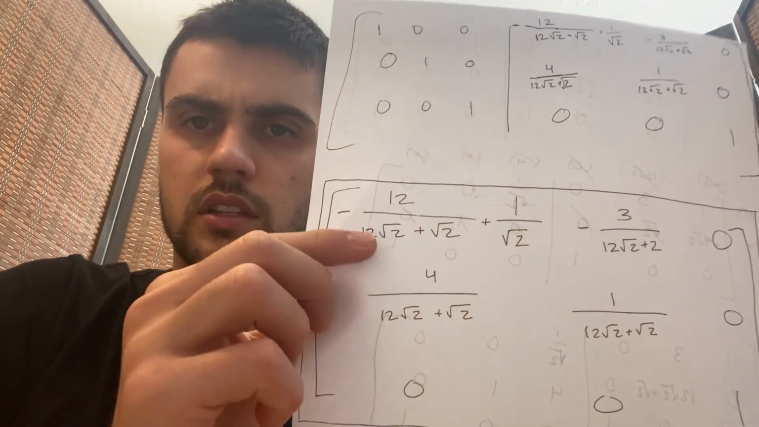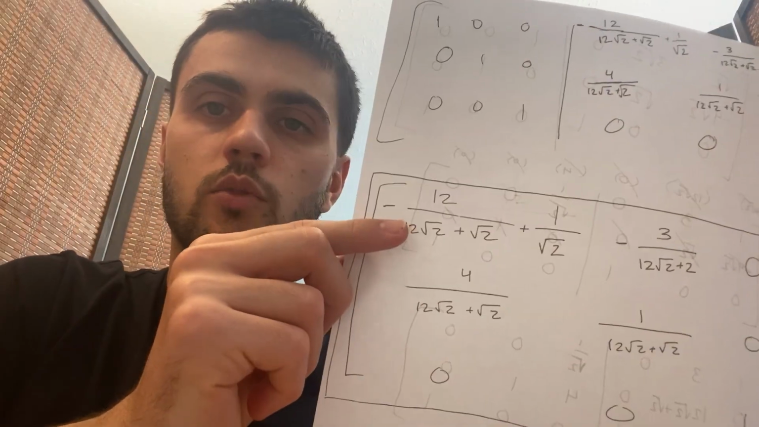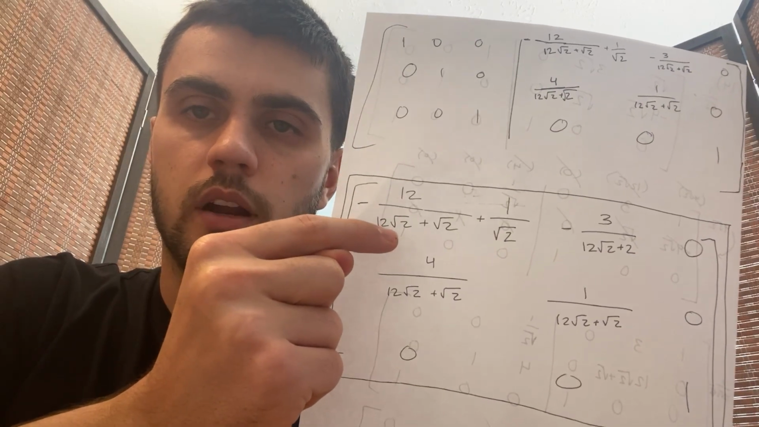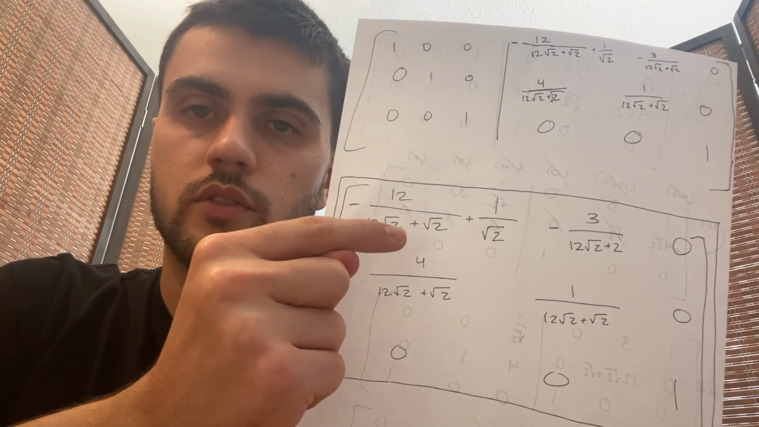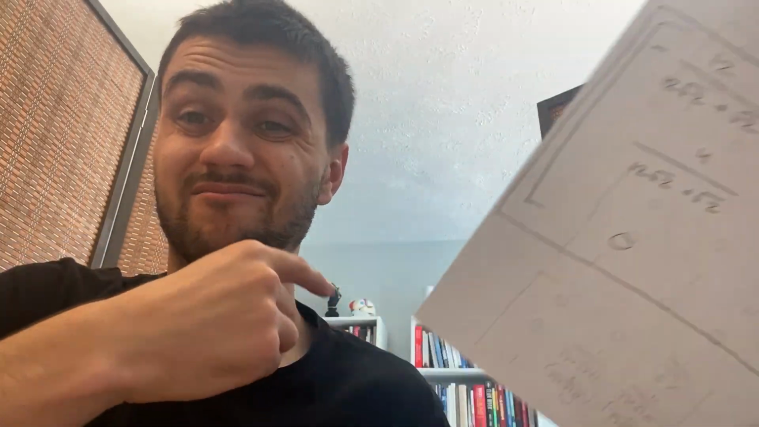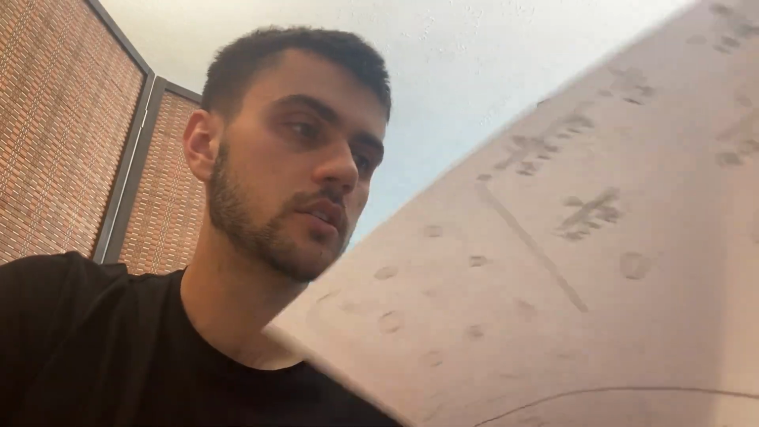So as you can see, the top left, row 1 column 1, is negative 12 over 12 times the square root of 2, plus the square root of 2, plus 1 over the square root of 2. So I'm like, did I do something wrong algebraically? Maybe. We're going to find out tomorrow though.